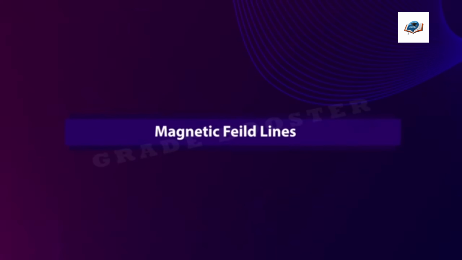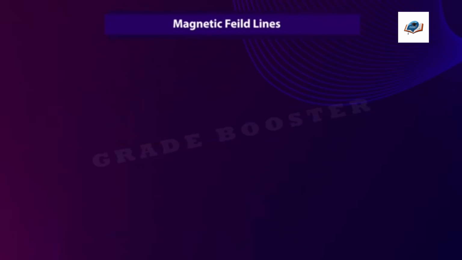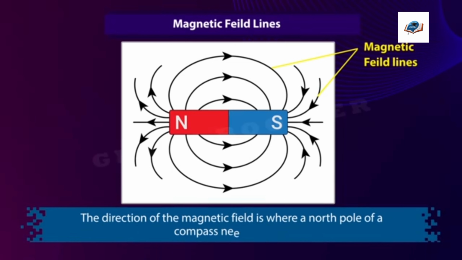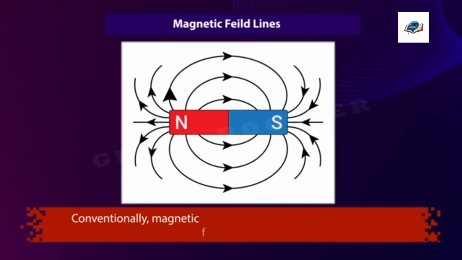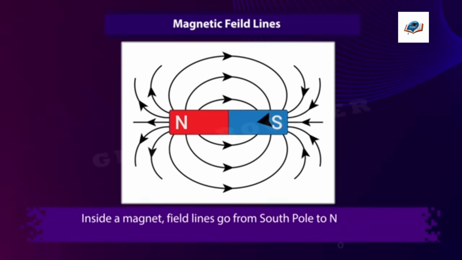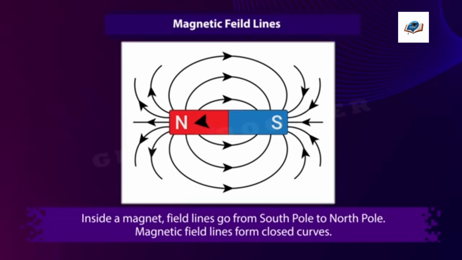Magnetic field lines. Magnetic field has both direction and magnitude. The direction of the magnetic field is where the north pole of a compass needle points. Conventionally, magnetic field lines emerge from the north pole and merge at the south pole. Inside a magnet, field lines go from south pole to north pole.